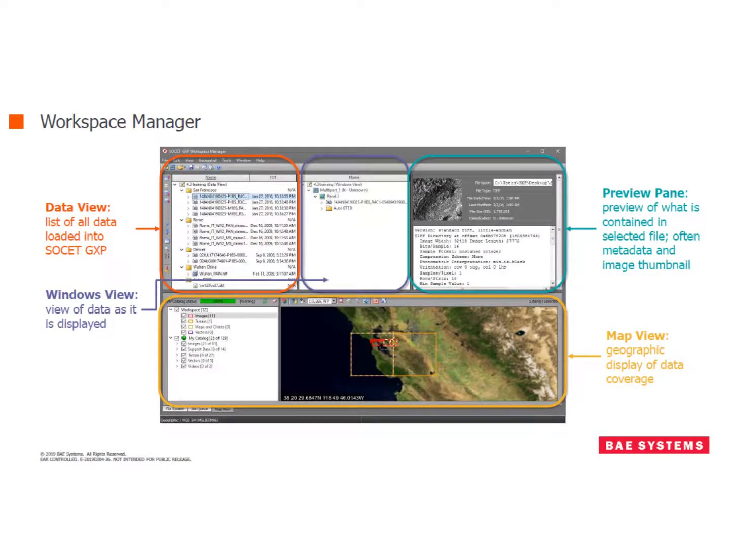Okay, so next we're going to look at the next slide. This is your workspace manager. So this is the basic thing that pops up. And it's got a couple of different panels. One on the top left is your data view. The one in the middle is the Windows view. The one on the right is a preview plane. The one on the bottom is a map view.